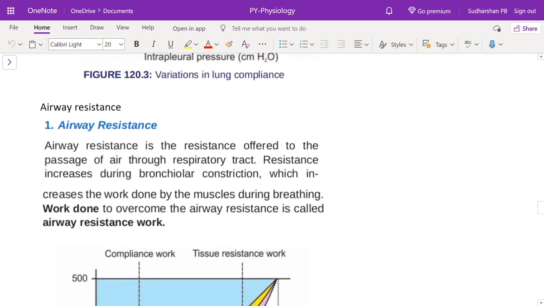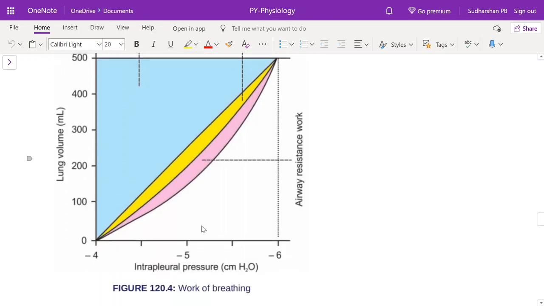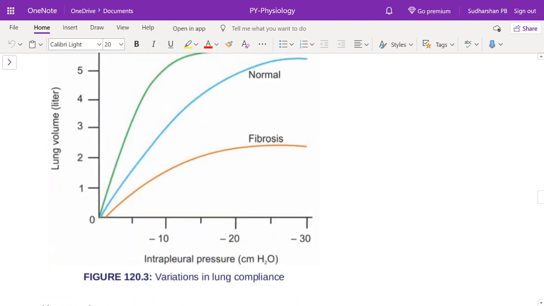Now, what is airway resistance, we will see. Airway resistance is the ability to block the gaseous exchange into the respiratory tract, or simply it is to regulate the respiratory exchange of gases. That is airway resistance. Same curve only. The same curve we will be using as we said here.